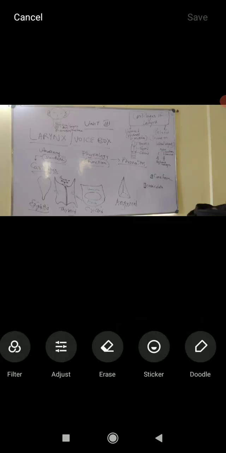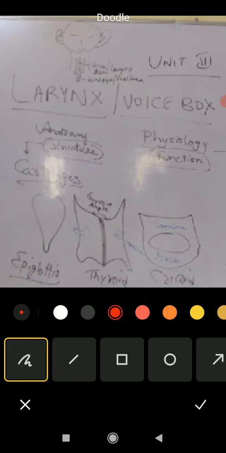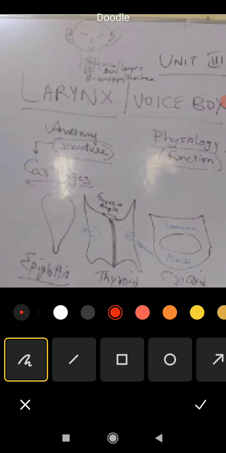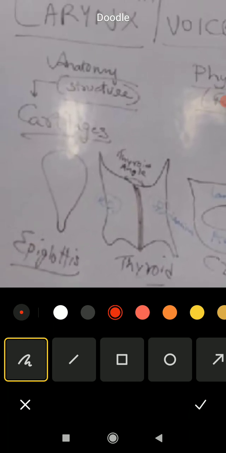So let us see each cartilage in detail. That is about the skeleton of the larynx. The anatomy of the larynx means the structural framework of the larynx, mainly formed by cartilages. One by one we'll see. The physiology of larynx: it's mainly a respiratory structure but helps in voice production.